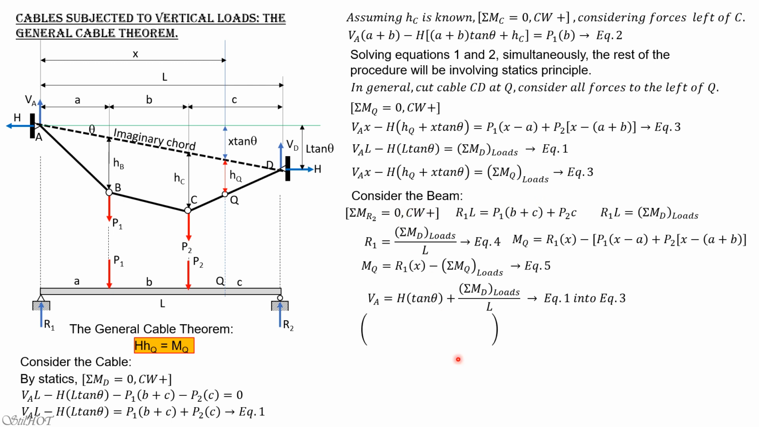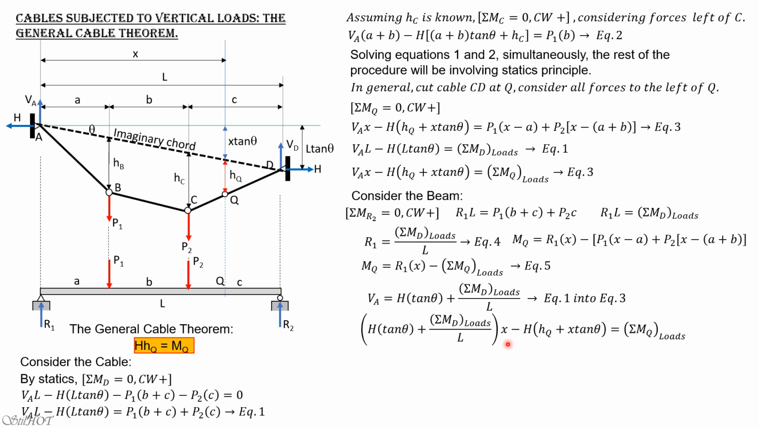So into equation 3, and take note that from here we have H tangent theta plus the summation of moment about D due to the loads over L, times X, minus H times quantity HQ plus X tangent theta, equals the summation of moment about Q due to the loads. If we simplify this, take note that we can eliminate H tangent theta, because there is negative HX tangent theta, and then we also have positive HX tangent theta. So that is eliminated.